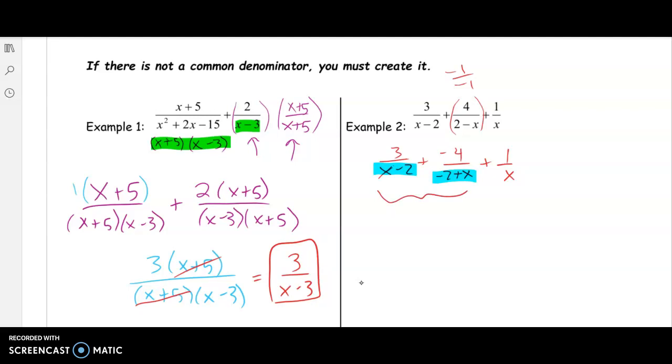The numerators get added. 3 plus negative 4 is negative 1. And the denominator, you can write it either of those two ways that are highlighted, but I prefer to have the x first. And let's bring this guy down. Now these two have to have a common denominator, and they currently do not. So we are going to multiply this entire fraction by the denominator of the other fraction, which is x. So we're going to multiply it by x over x. And the second fraction is going to be multiplied by the denominator of the first fraction, which was x minus 2.